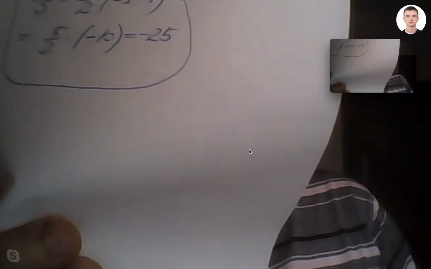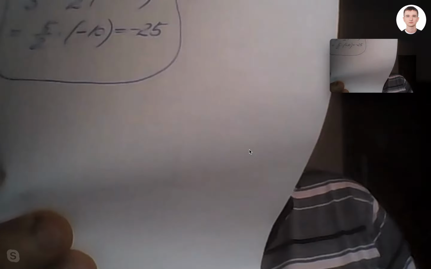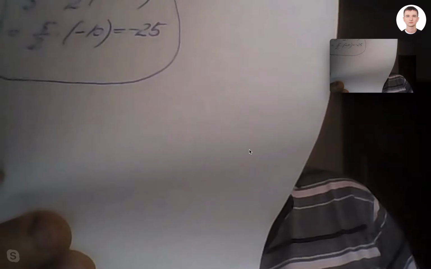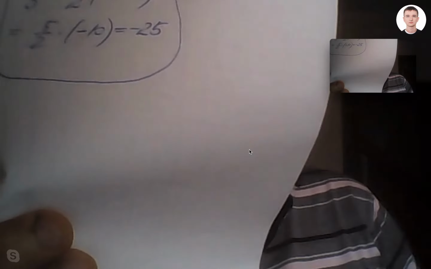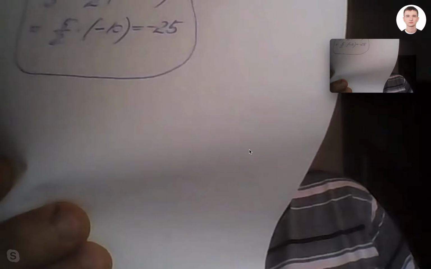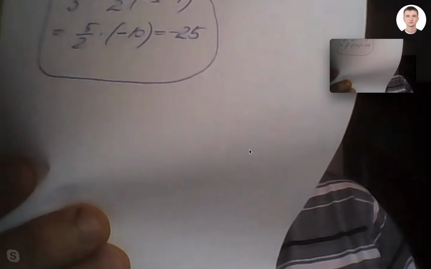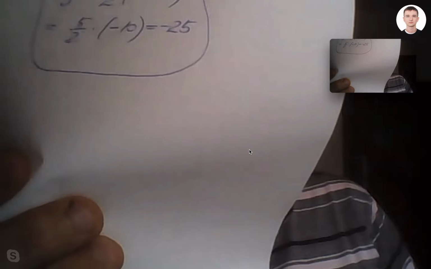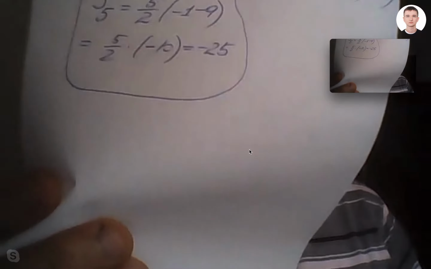n equals 5. The first term is -1 and the last term is -9. So we have 5 over 2 times, in brackets, -1 minus 9, which gives us -25. Okay, so now let's do the same and find the sum in the second bracket.